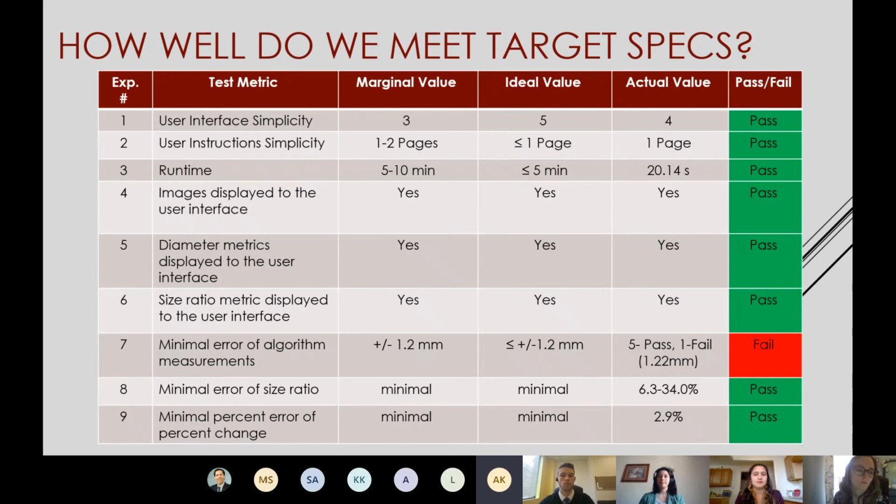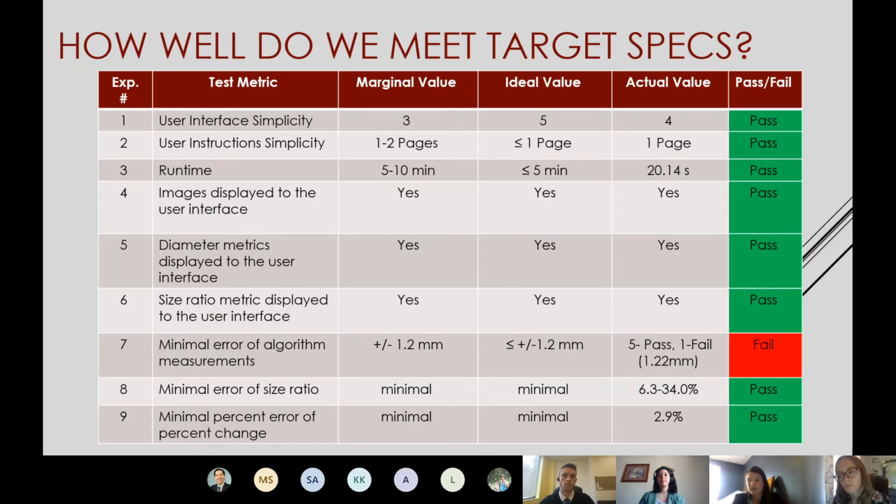Along with the verification tests that were just explained, there were many other tests done to verify our program was working properly. We tested everything from user instruction simplicity to having minimal error in the calculated size ratio. All of these tests, besides the minimal error of diameter measurements, passed. As Ali said before, the diameter measured of our splined aneurysm was off by 2/100ths of a millimeter, which likely would lead to no change in a clinical decision.